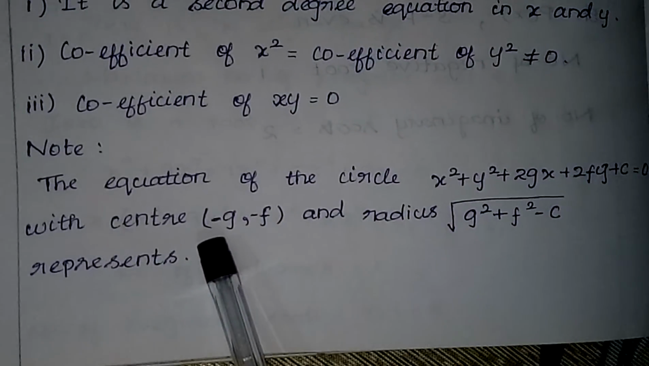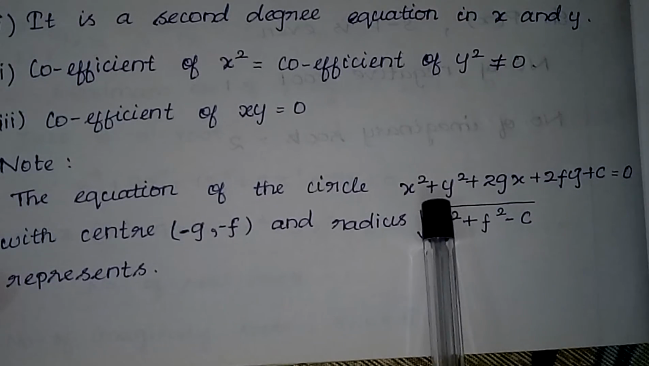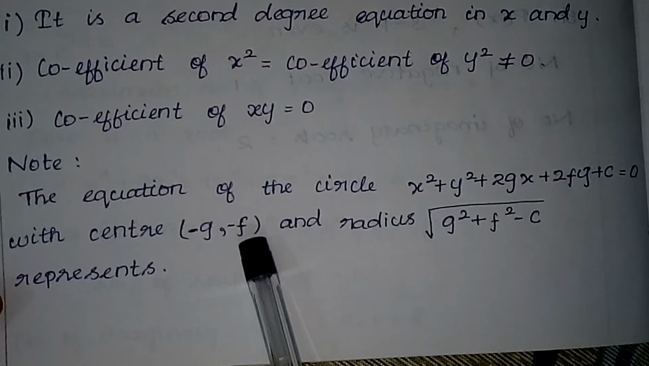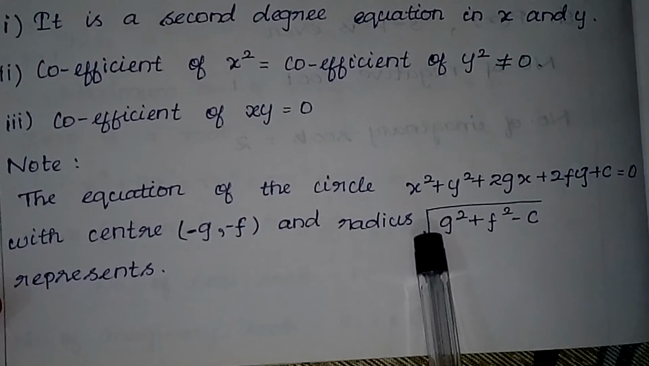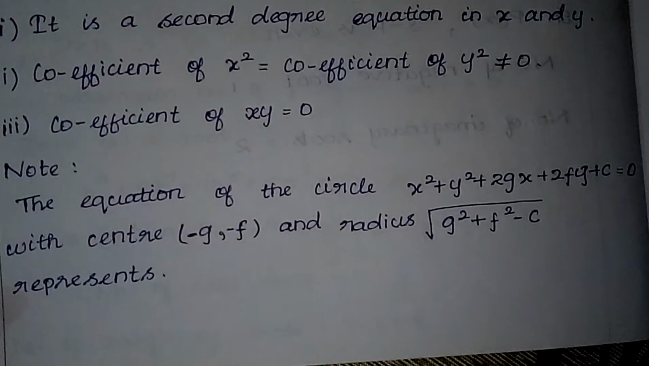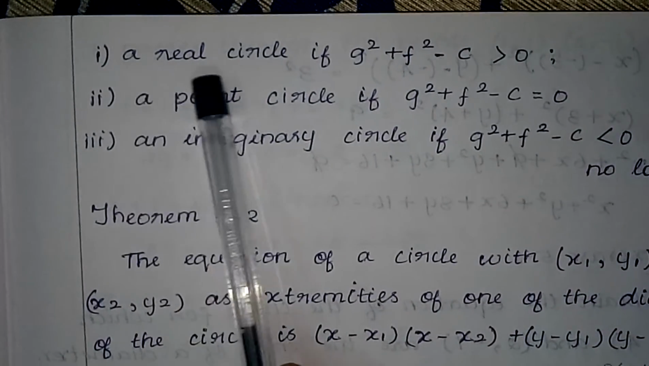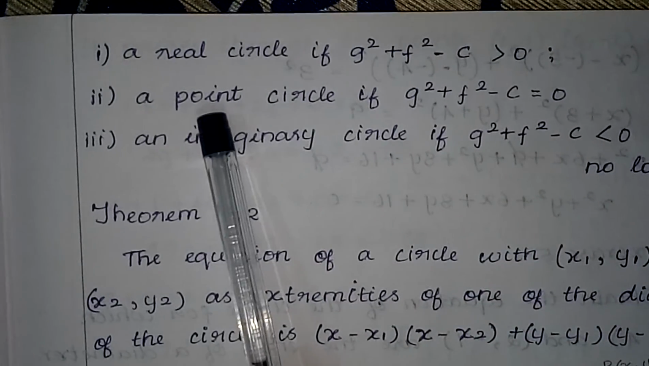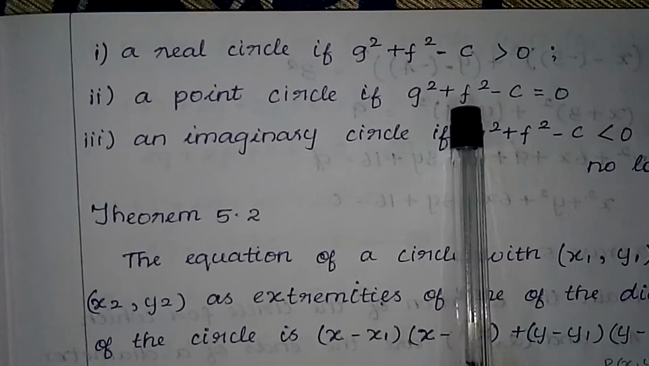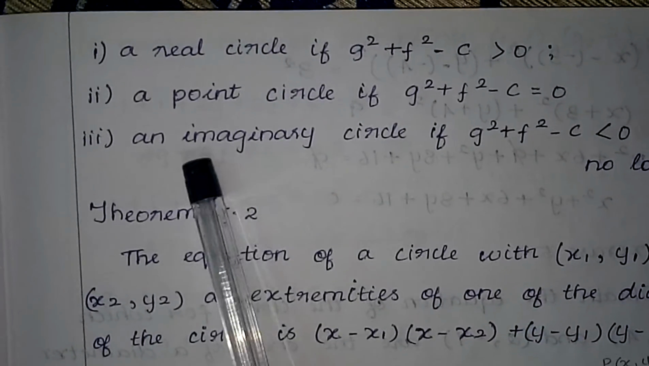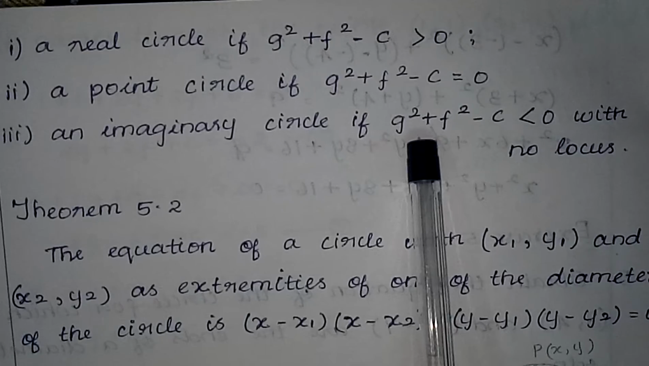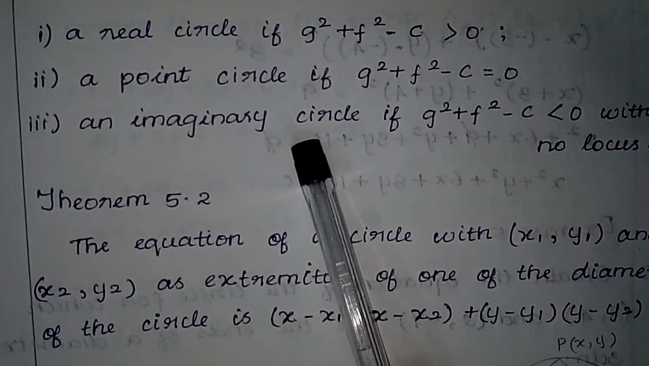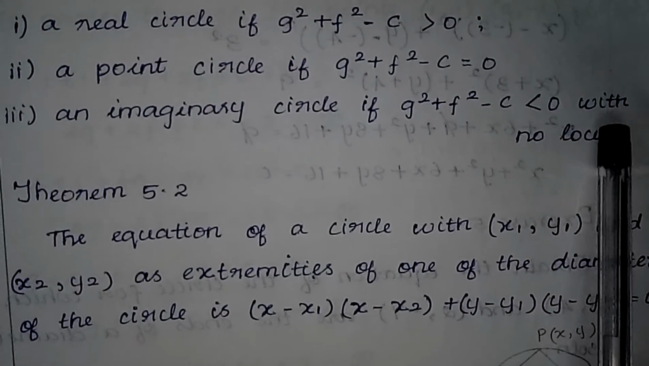Note, for the general equation, that is x square plus y square plus 2gx plus 2fy plus c equal to 0, the center is (minus g, minus f) and the radius is root of g square plus f square minus c. We will get a real circle if g square plus f square minus c is greater than 0. And we will get a point circle, that is a point, if g square plus f square minus c equal to 0, and an imaginary circle if g square plus f square minus c is less than 0 with no locus. That is, imaginary means we don't have any locus for that, that is, no path is formed.